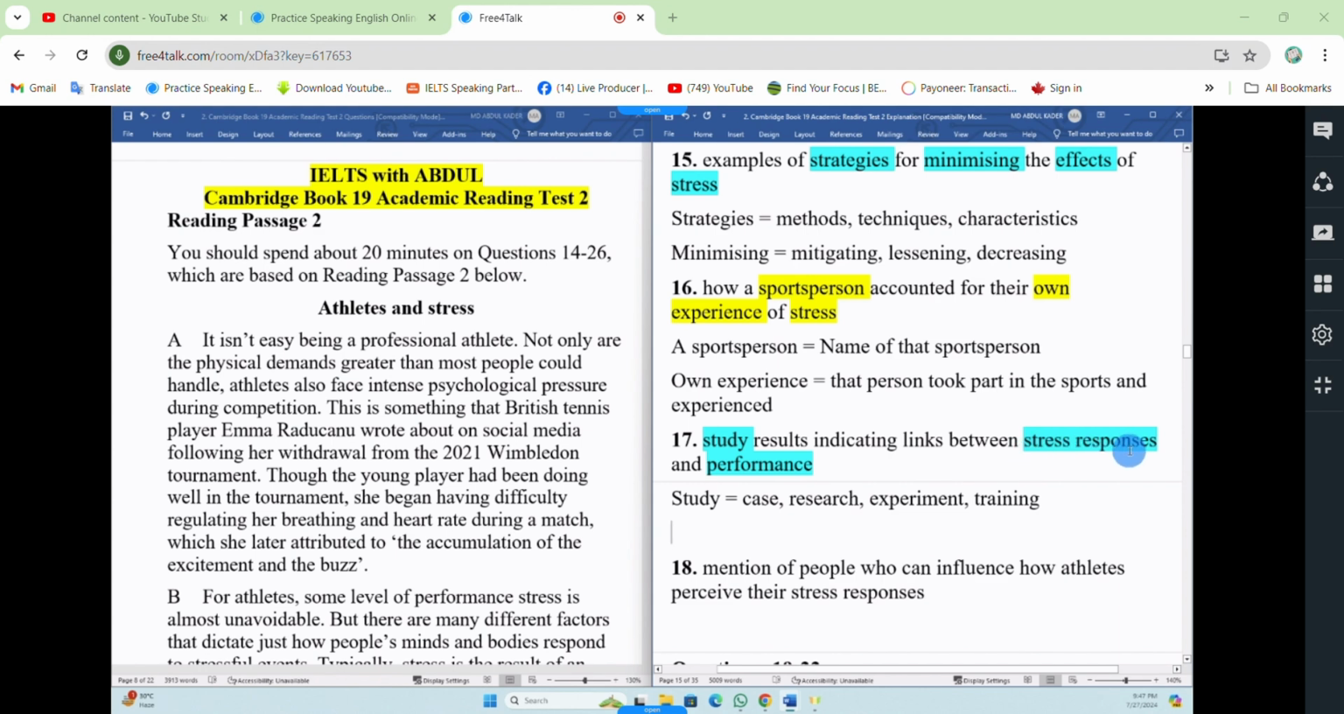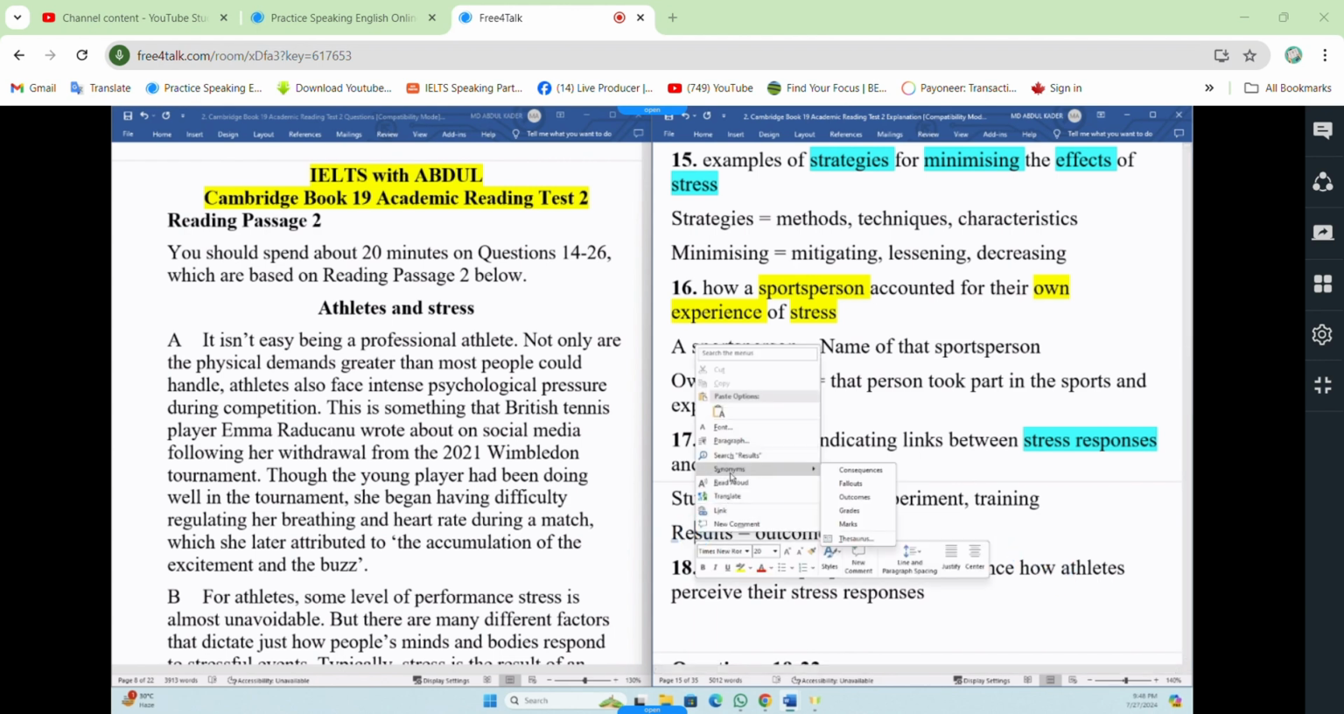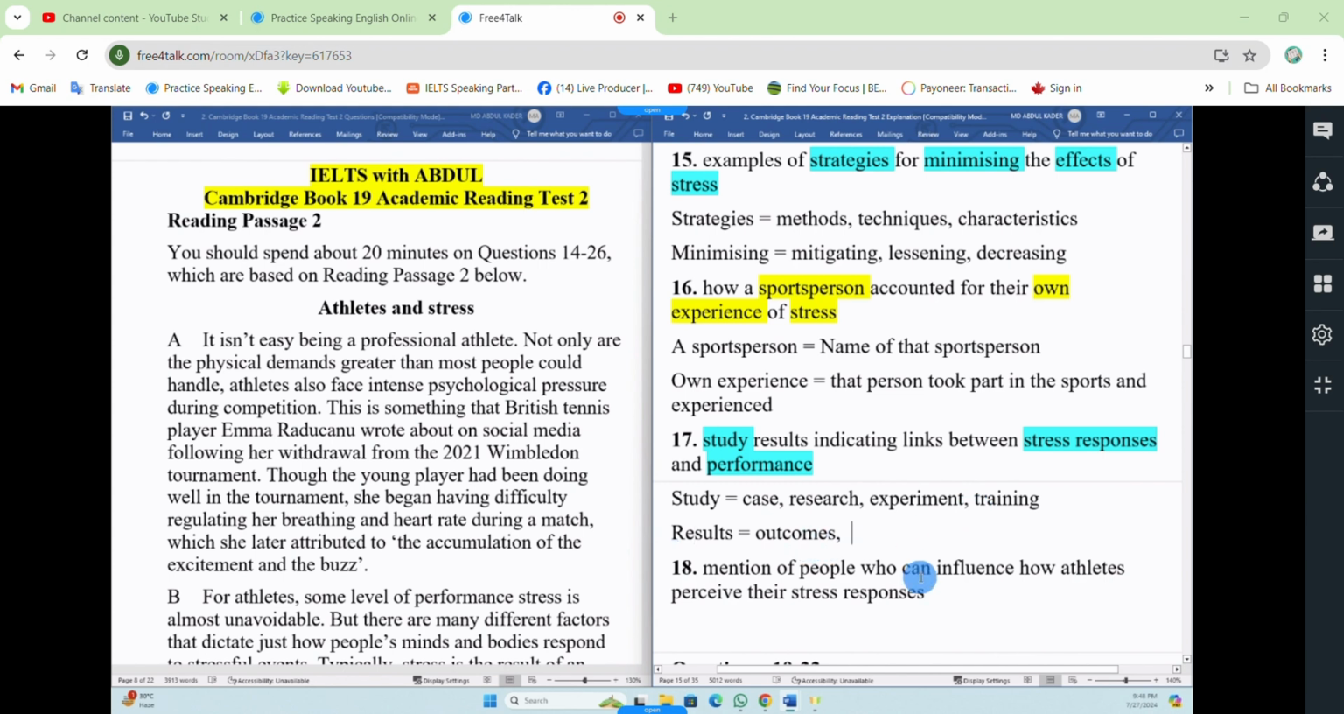And also stress responses and performance, and results indicating. So the word results: instead of the word results, that means outcomes, or consequences, marks. Yes, outcomes, consequences, marks. So we should also consider these words. Now question number 18.